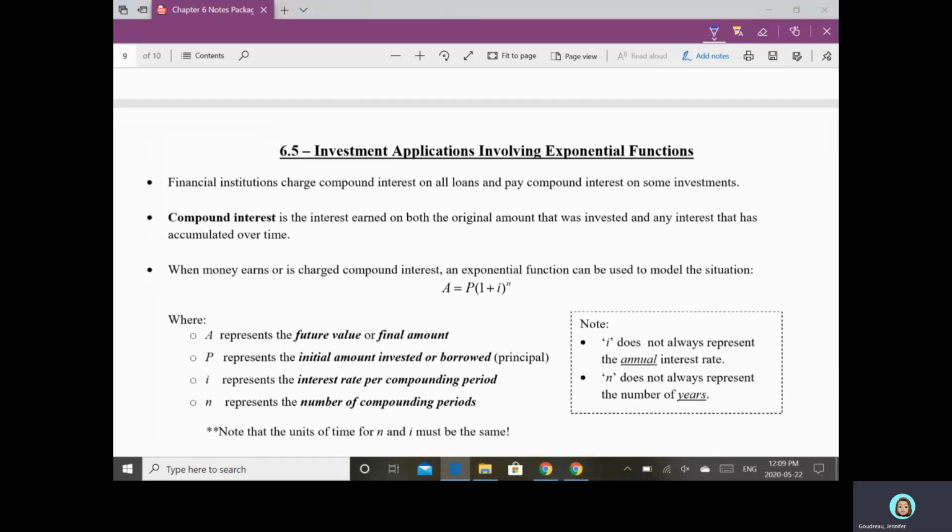In section 6.5, we are talking about investment applications involving exponential functions. These applications are done in a very similar way to those applications in 6.4. The difference is all of them today will have to do with money. We are talking about interest and investments and loans and calculating the total amount of those investments.